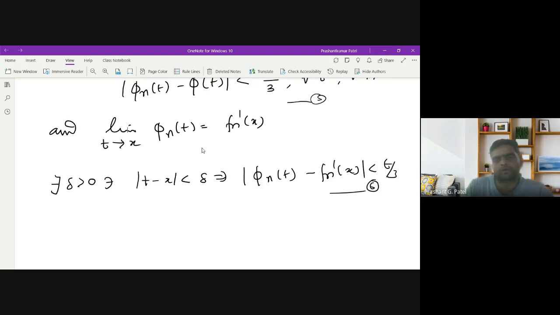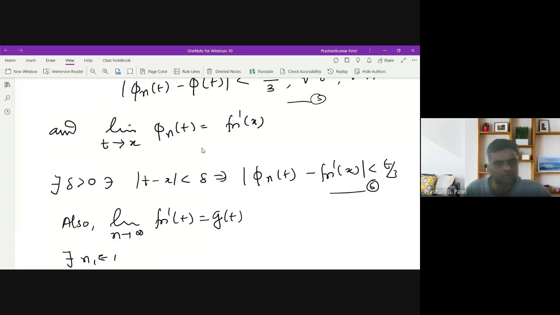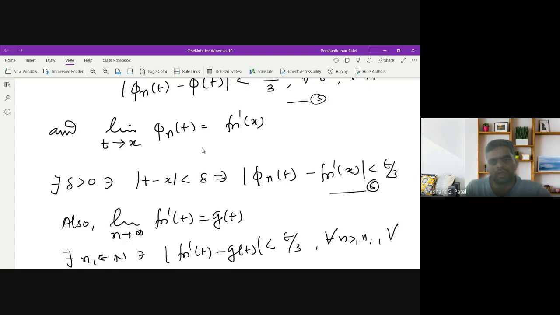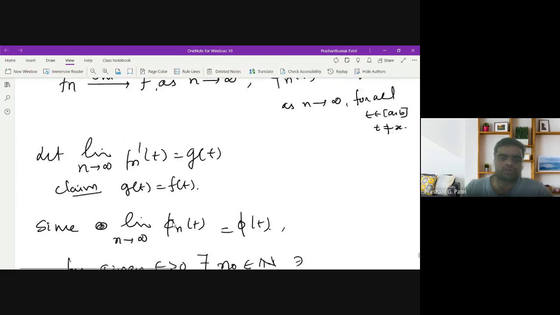And the last one, that we also have a limit of fn dash of t equal to g of t as n tends to infinity. So for that there exists n1 belongs to N, such that modulus of fn dash of t minus g of t is less than epsilon by 3 for every n greater than or equal to n1 and for every t belongs to [a, b].